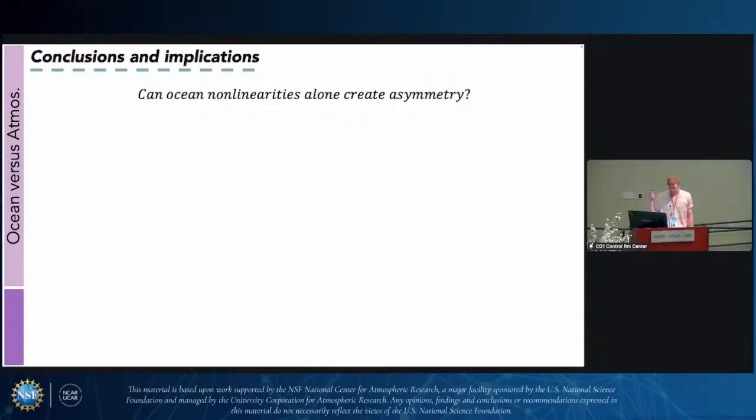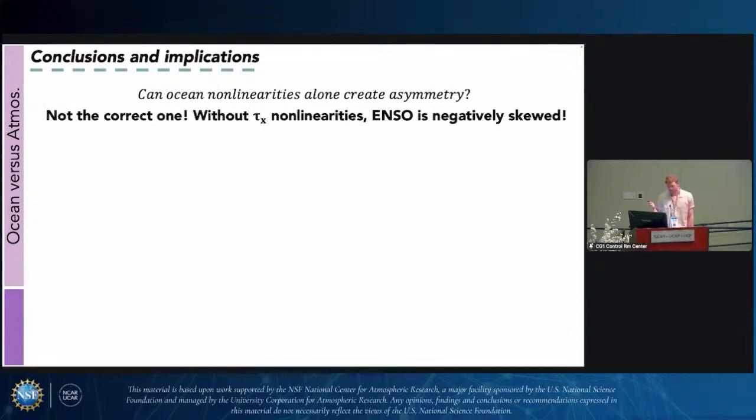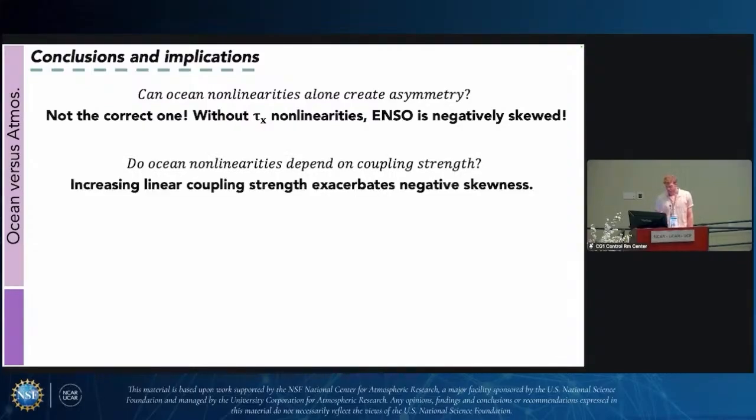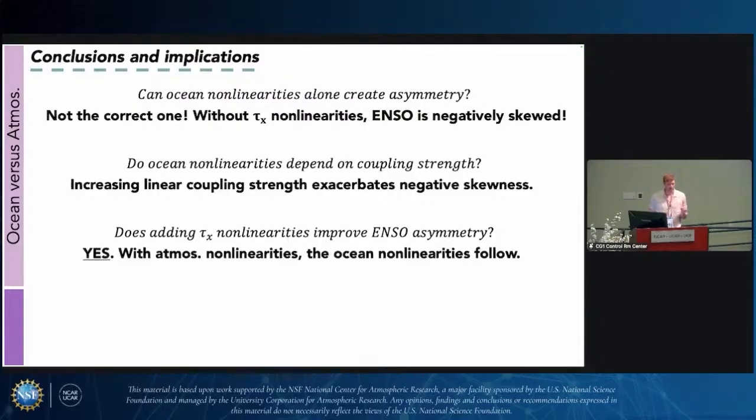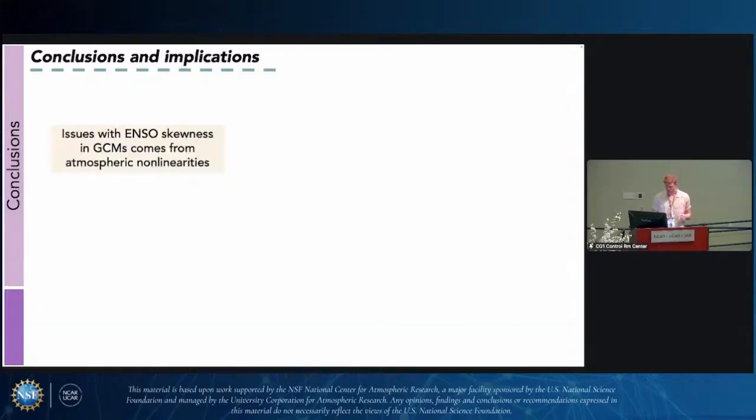So can ocean nonlinearities alone create asymmetry? Well, not the correct one. Without the wind stress nonlinearities, ENSO is actually negatively skewed. Do ocean nonlinearities depend on coupling strength? Actually, this exacerbates the problem. If you just add more momentum flux into the model, you're going to make your ENSO technically worse. But if you add in the appropriate nonlinearities, this is when you start to get an ENSO that behaves much like what we see in reanalysis and observations.